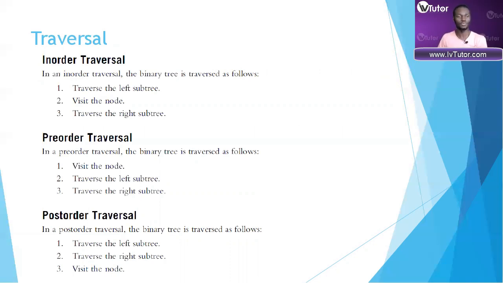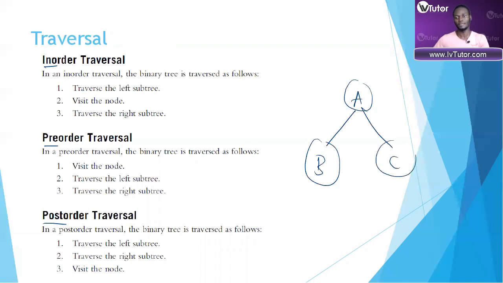The question becomes, at what point do you visit the node? That can help you understand where the in, pre, and post are coming from. If I draw a tree here with A, B here, and C here, you will never print C before you print B. You will always go from left to right, but this is now being referred to as the node. So here's the node, here's the left, here's the right.